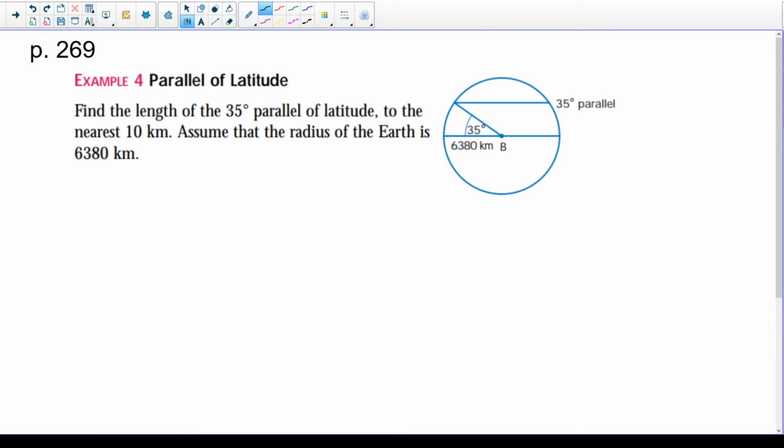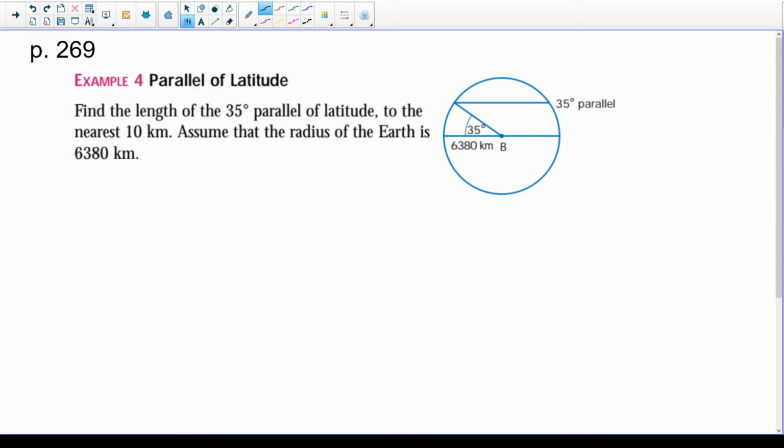To this question. Find the length of the 35th parallel of latitude to the nearest 10 kilometers. Assume that the radius of the Earth is 6,380 kilometers. So luckily they gave us a picture of this so that we could understand what they meant.